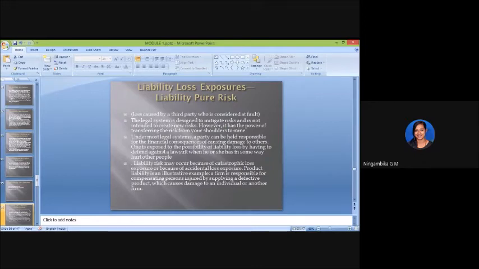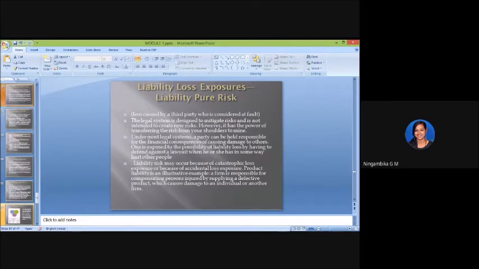In general, liability loss exposure talks about the legal system which is designed to mitigate risk and is not intended to create new risk. It was not the intention to create a new risk, but due to some issue it has happened. It has the power of transferring the risk from your shoulder to mine, transferring one risk to another person's head. When this happens, it is very strict to handle, and the best platform to get out of it is the insurance companies.